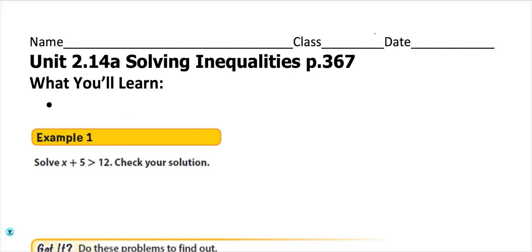So today we're going to look at 2.14a, solving inequalities. This is page 367 in the textbook. Really what we're going to work on today is just the addition and subtraction inequalities. So we only have one objective for today. So go ahead and write today's date first.